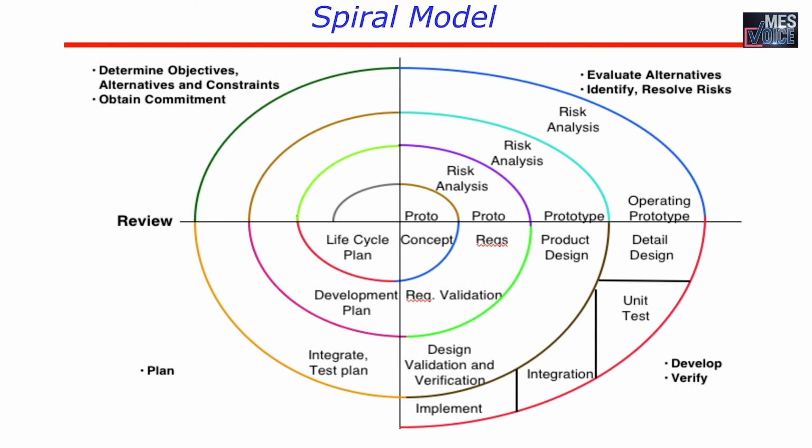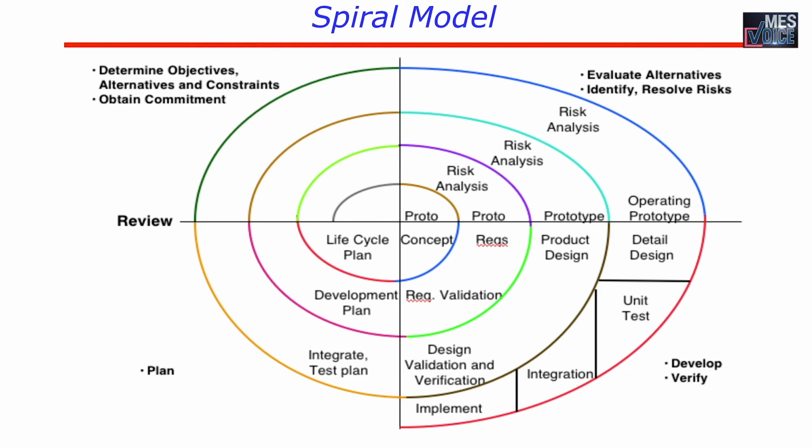During the first quadrant, it is needed to identify the objectives of the phase and examine the risks associated with the objectives. In the second quadrant, a detailed analysis is carried out for each identified project risk and steps are taken to reduce the risks. In the third quadrant, we develop and validate the next level of the product after resolving the identified risks. And in the fourth quadrant, we review the results achieved so far with the customer and plan the next iteration around the spiral.